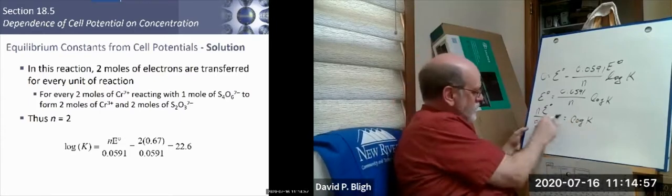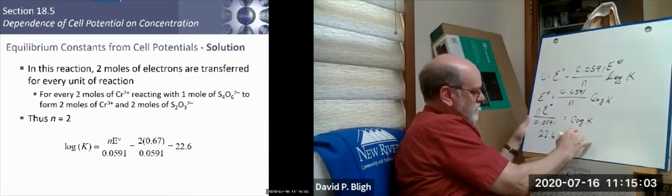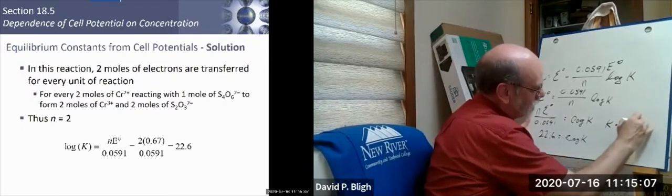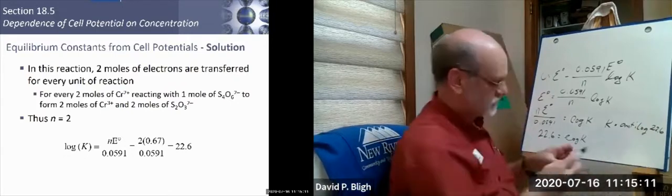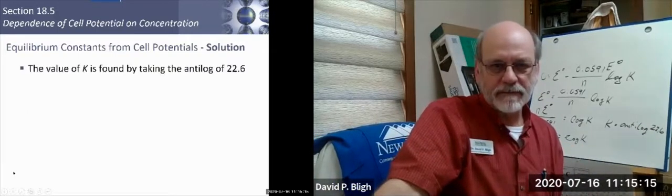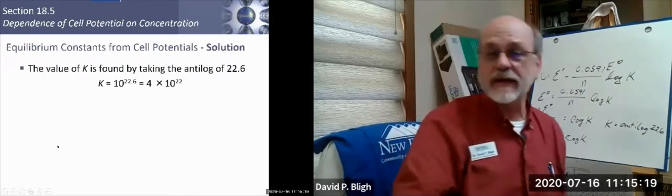So this value together would be equal to 22.6 log K. So now K is equal to the anti-log of 22.6. There we go. 4 times 10 to the 22nd.